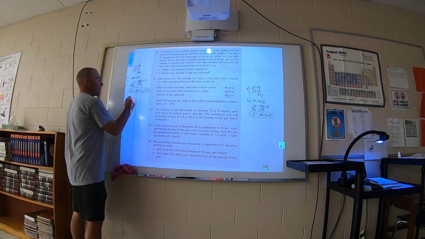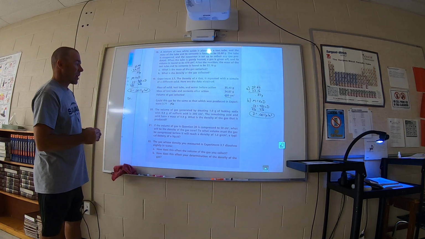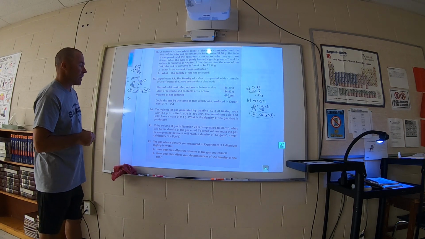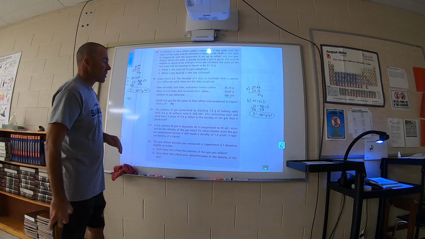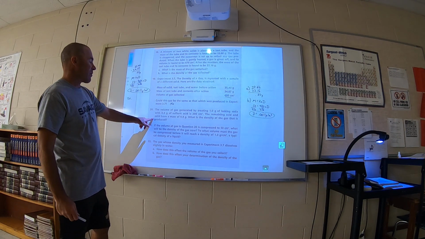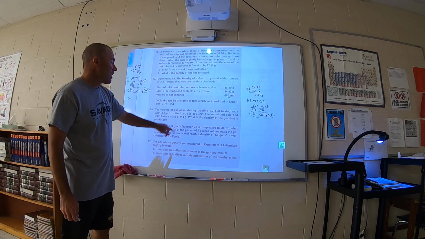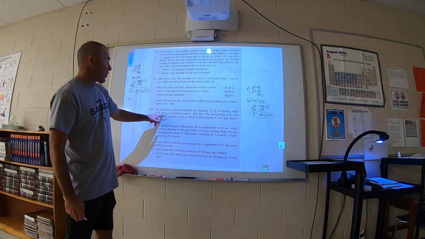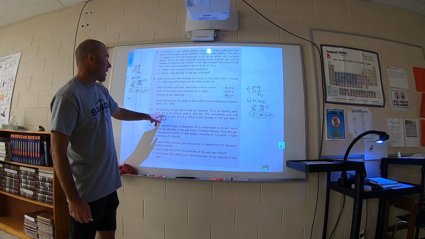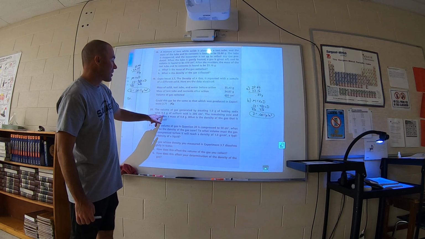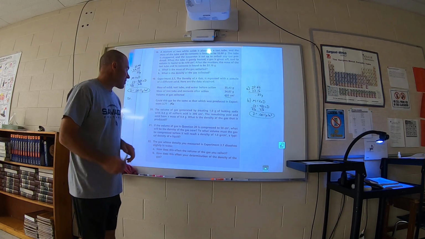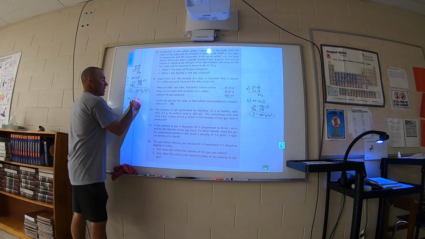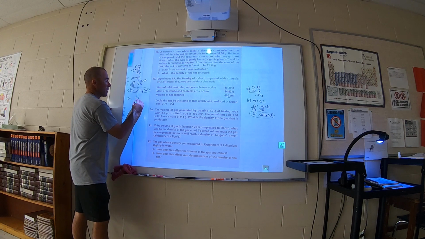Number 20. The volume of gas generated by treating 1 gram of baking soda with 8.8 grams of sulfuric acid is 200 cubic centimeters. The remaining acid and solid have a mass of 9.4. So that's the mass after. The mass before is the baking soda with the sulfuric acid, 1 plus 8.8, which gives you 9.8. So what's the density of the gas? The mass is going to be 9.8 minus 9.4, which gives you 0.4 grams.